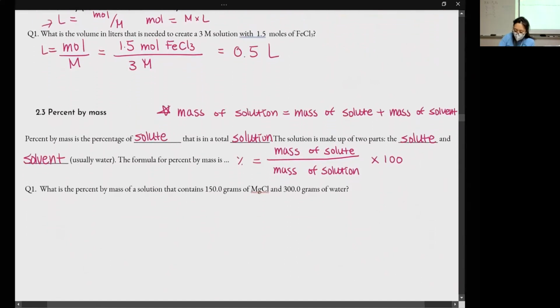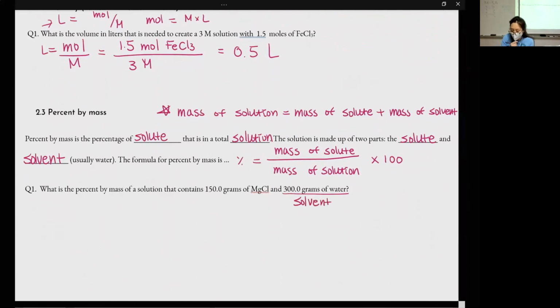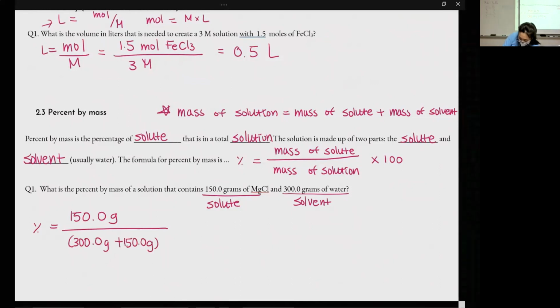So whenever it says the 300 grams of water, then we know that this is going to be the solvent, the mass of solvent. So we will have to add the mass of solute with the mass of solvent to yield the mass of the solution. Okay, so we know that the mass of solute is 150 grams. So percentage will equal to 150.0 grams over 300.0 grams plus 150 times 100.